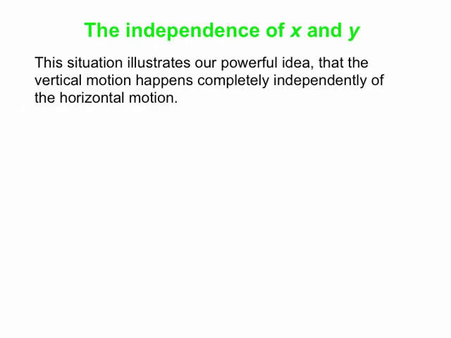Okay, so that situation really illustrated this very powerful idea that the vertical motion happens completely independently of the horizontal motion, the independence of x and y. And we're going to do this a lot. We're going to break down motions into two components, one perpendicular to the other, and try to understand them. Understanding the parabola all at once is kind of tricky, but breaking it down into a constant velocity piece and a constant acceleration piece, well, we've done those motions before. We totally understand them, so we can now make sense out of this parabola.